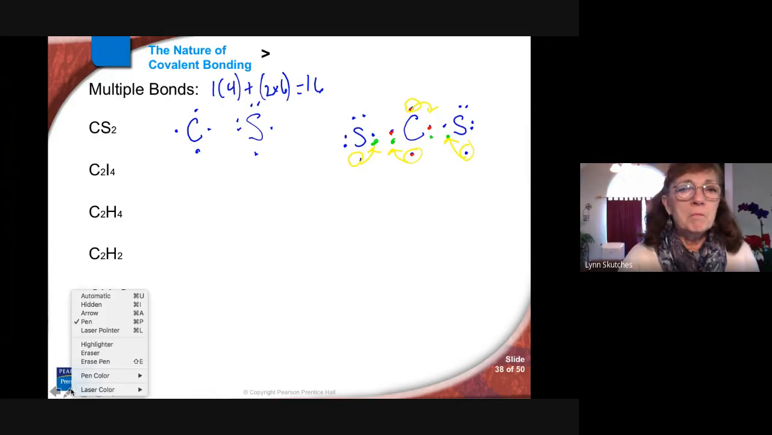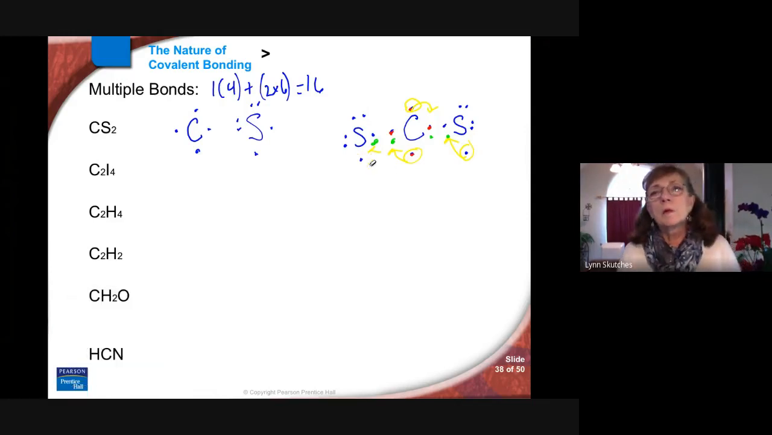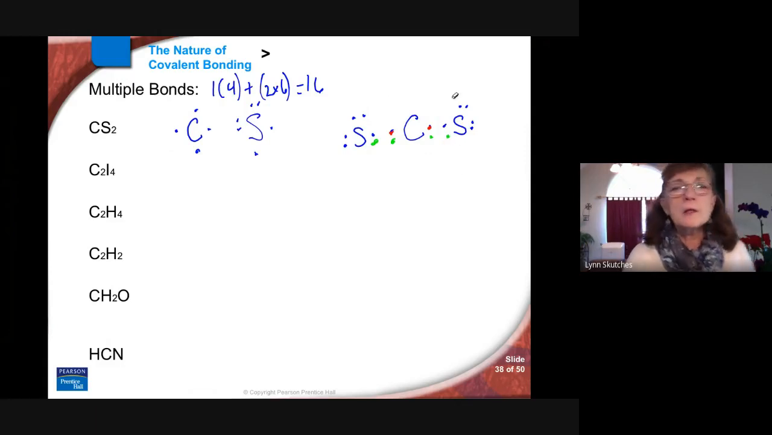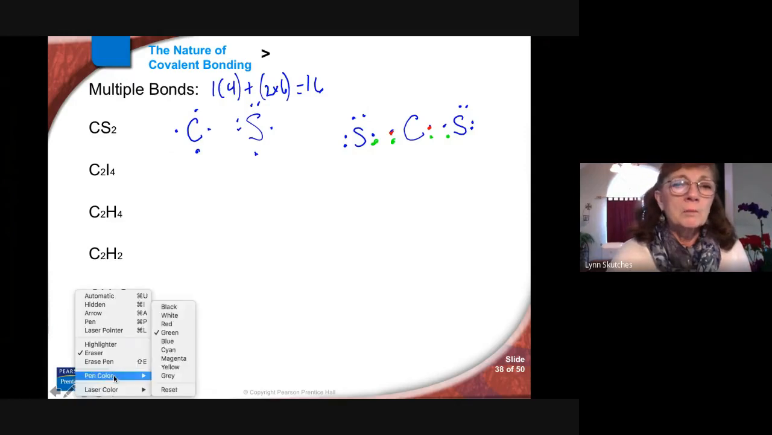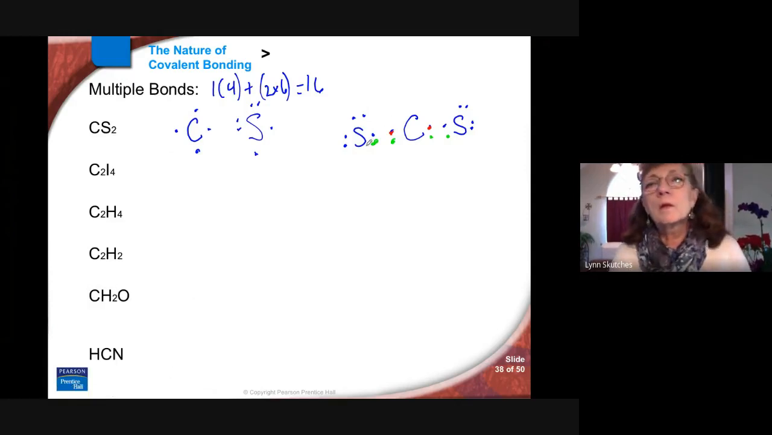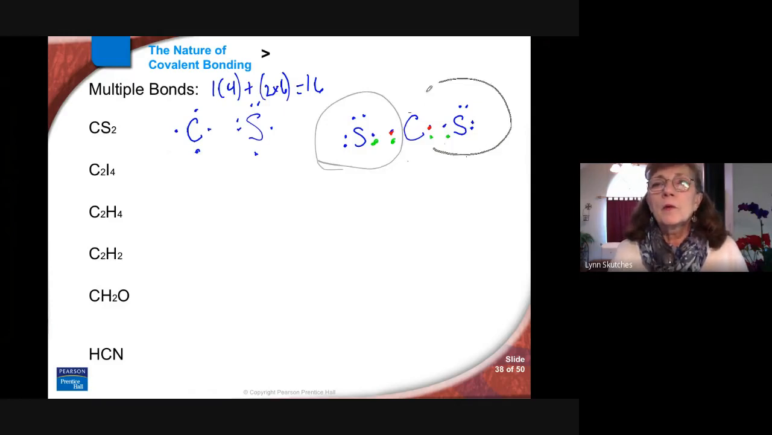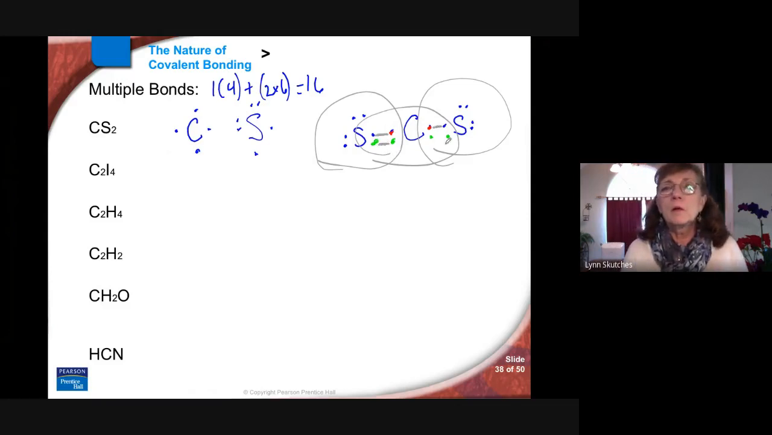And then we've got our octet satisfied. Prove it to yourself. Sulfur's got 1, 2, 3, 4, 5, 6, 7, 8 part of the time. Both of them do. Carbon's got 1, 2, 3, 4, 5, 6, 7, 8 part of the time. So what do we have? We have double bonds between the carbons and the sulfurs. Questions on that?